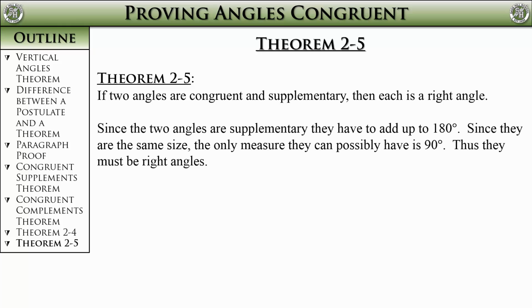If the angles are supplementary, then they have to add up to 180 degrees. Since they're the same size, the only measure they can possibly have is 90 degrees. Thus they must be right angles. Just like theorem 2-4, the best thing about this theorem is that it makes a good beginner proof for you to do.